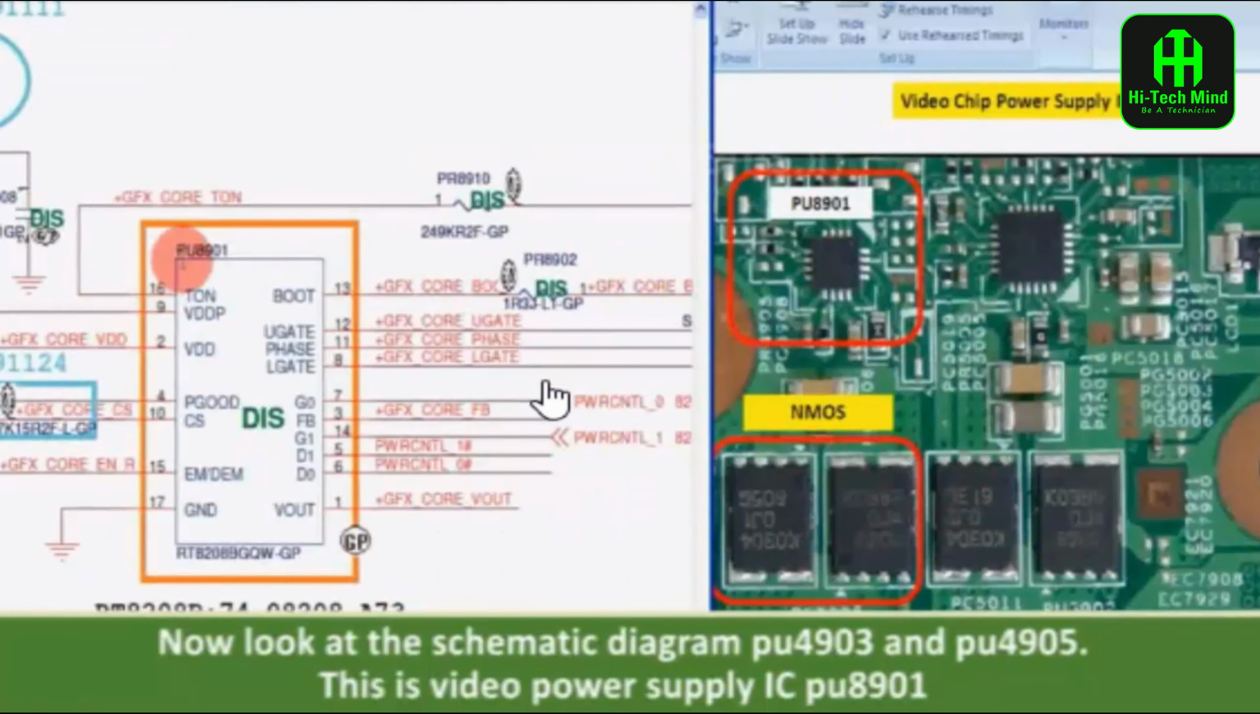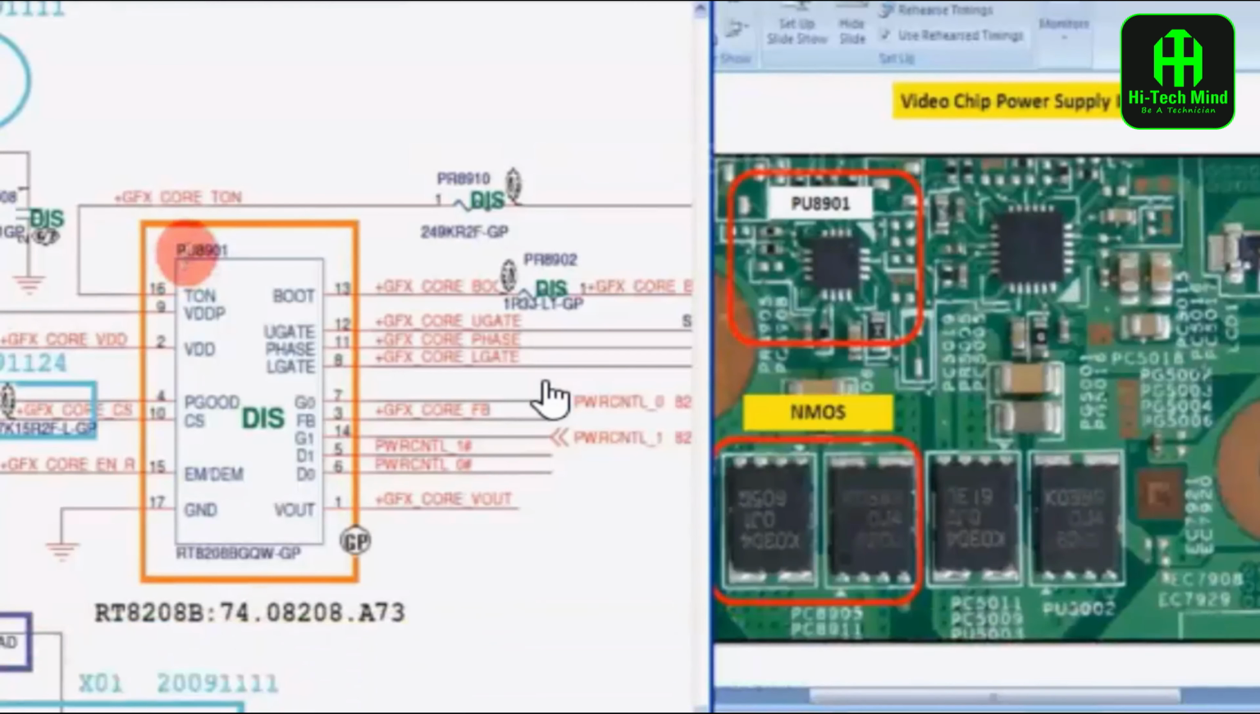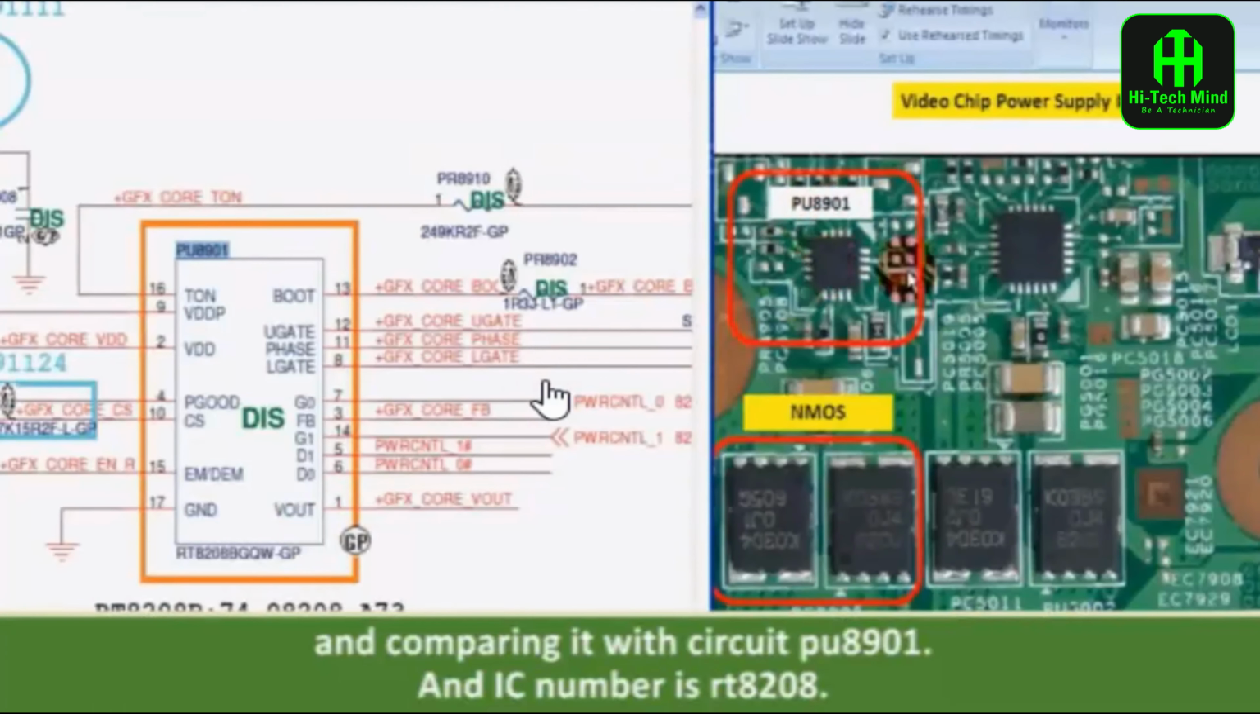This is the video power supply IC PU8901. And comparing it with the circuit, PU8901 and the IC number is RT8208. In this section, we are using PU8902 MOSFET and PU8903 MOSFET.